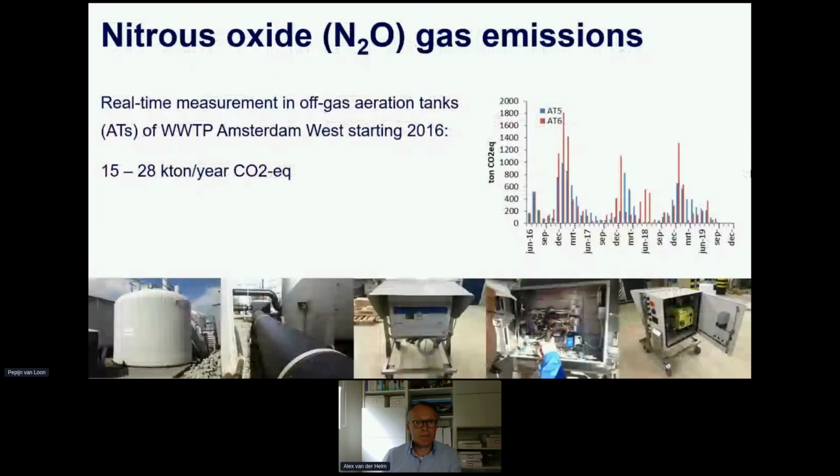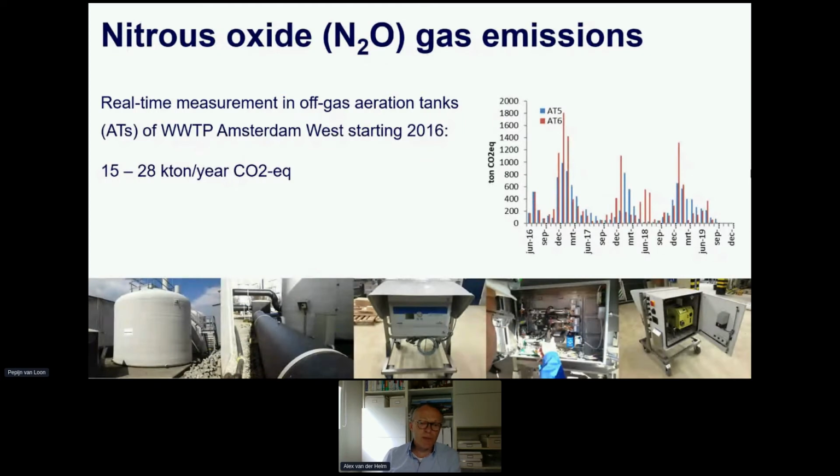Next slide, please. Well, because they are covered, my colleague Marcel Zandvoort started about 5 years ago with a real-time measurement of nitrous oxide. Up till then, we knew we had these emissions, and there were rules of thumb and estimations for it, but we really want to know what exactly the emission is.